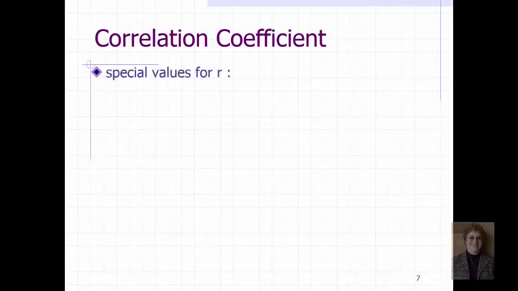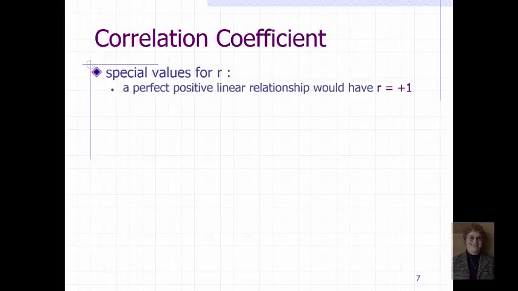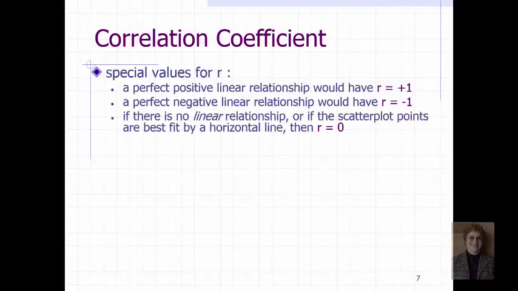There are some restrictions on the values of R. A perfect positive linear relationship has an R equal to a positive 1. A perfect negative linear relationship has an R of a negative 1. If there's no relationship, then R is 0. So in other words, R must be between a negative and positive 1 inclusive. So it can be a negative 1, it can be a positive 1. So you won't get an R of 27.3. That's not between a negative and a positive 1.